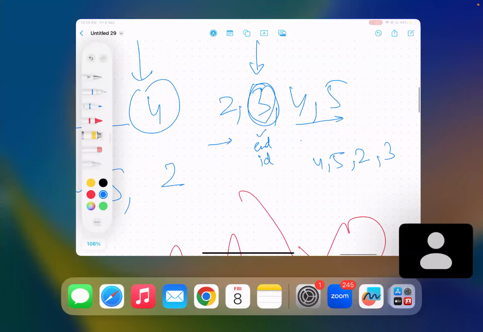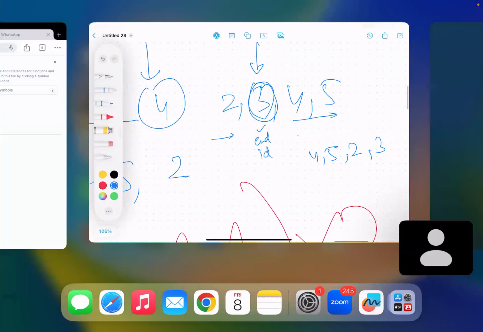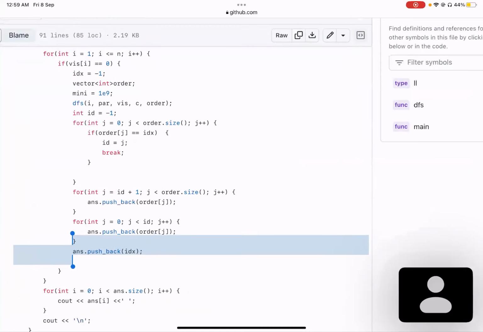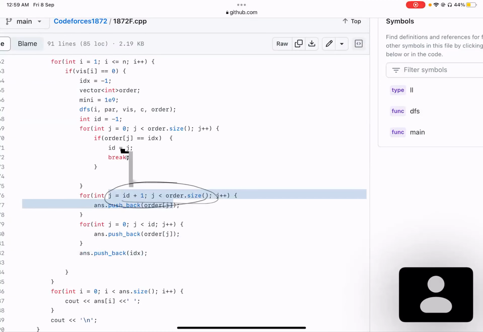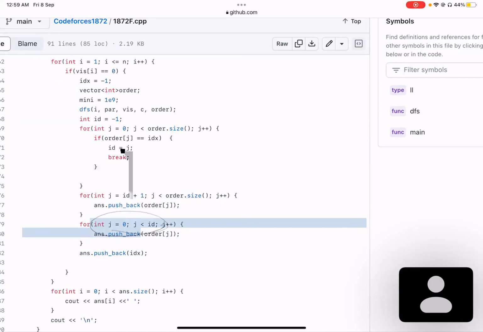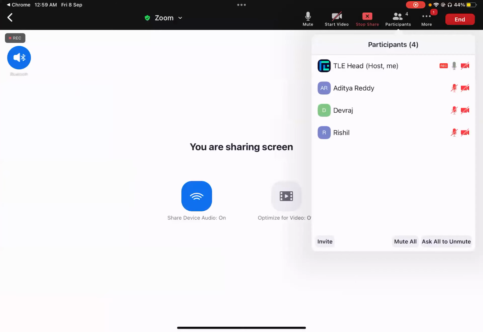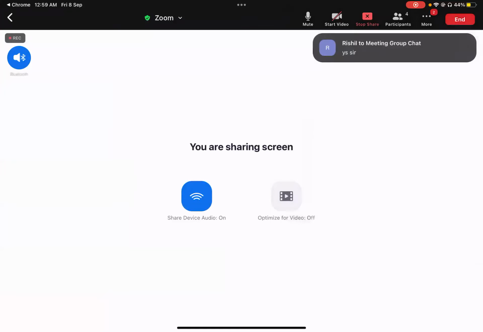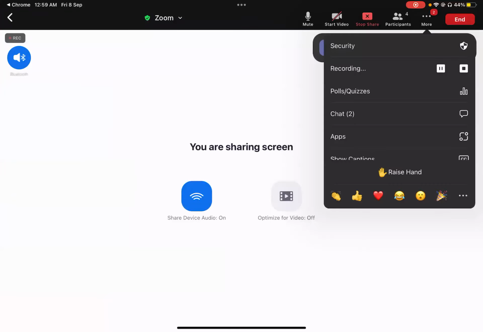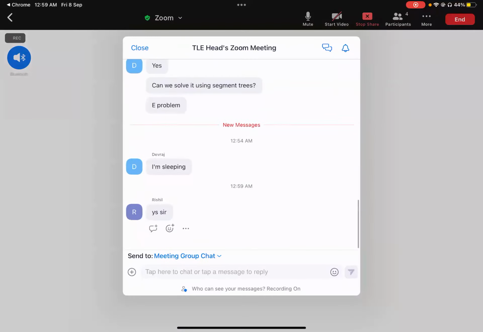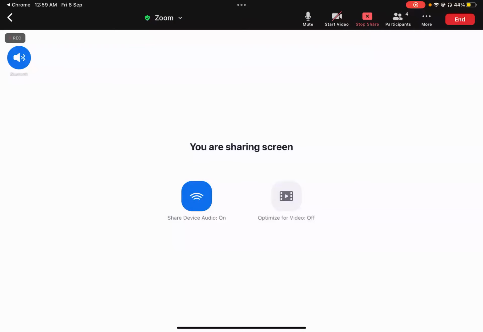So I have done the same actually here also. What I am saying is, first we will iterate over all those later elements, then we will do the starting elements, and then at the end we will just insert the index. That's it. Is it clear to all? Okay. I guess the approach is clear to all, right?